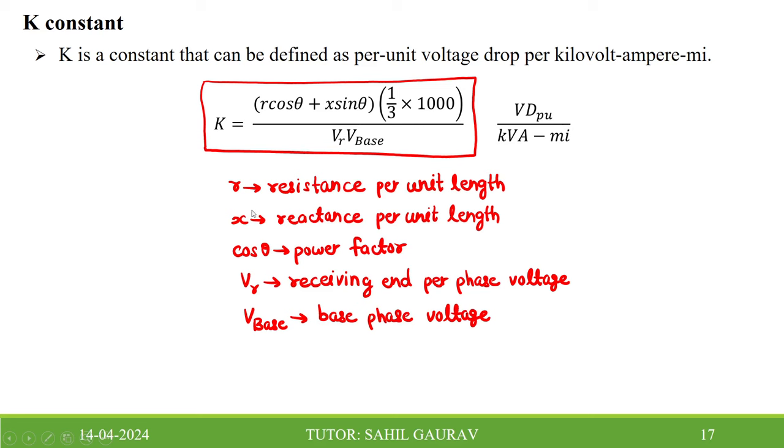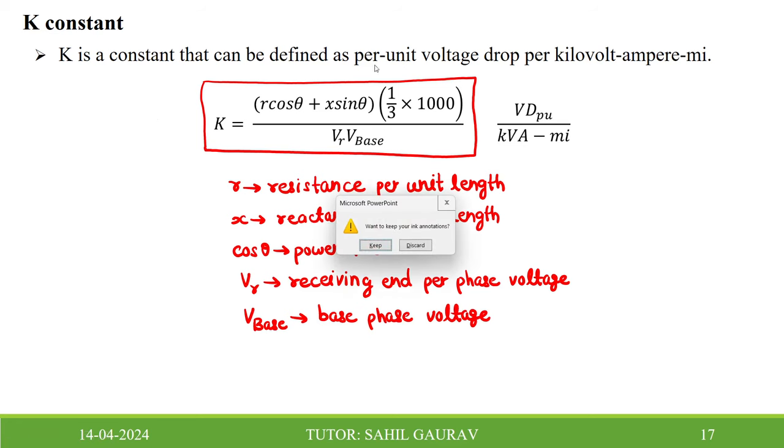Now the next part is that K constant, and based on this K constant, we have solved different types of problems. So how you can define this K constant either? Excuse me.